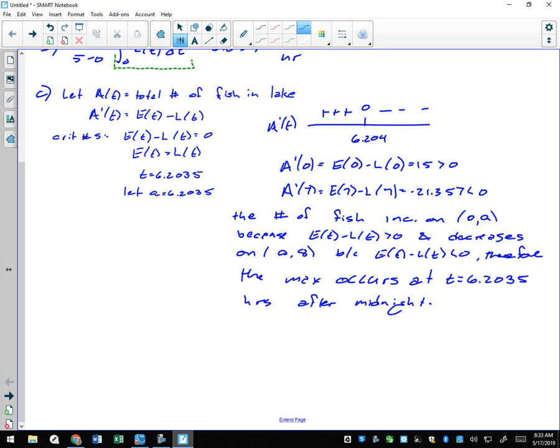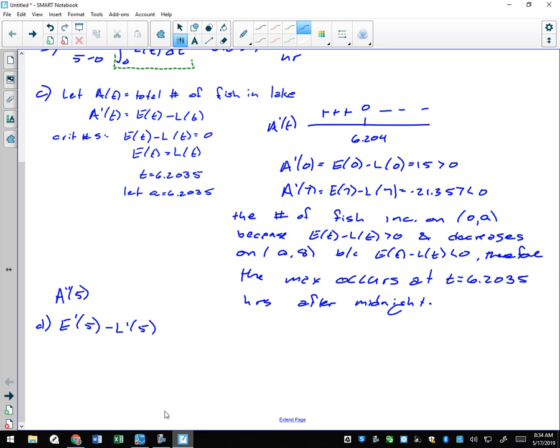So now question D: is the rate of change in the number of fish increasing or decreasing? Okay, so it's not the number of fish increasing or decreasing, it's the rate of the number of fish increasing or decreasing. And that's actually a second derivative question. And so we're going to find E prime of 5 minus L prime of 5. Basically, we're doing A double prime of 5, because that will tell me if the rate is increasing or decreasing.